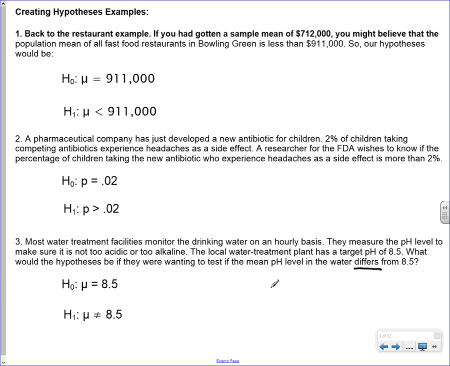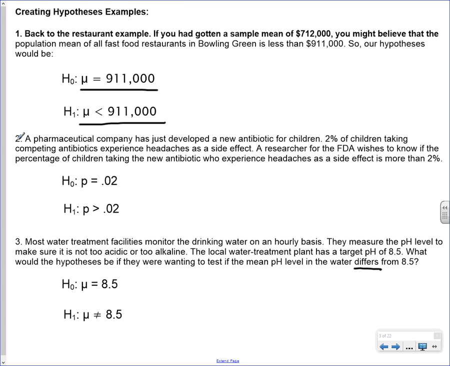Okay, so we do need to have the ability to set these up correctly so that we can put it in our calculator correctly. So looking back at the restaurant example we started with, if you had gotten a sample mean of 712, then that probably would make you think that the true mean is less than 911,000, the number I told you. So we'd say, I told you the mean was 911,000, right? That's our null hypothesis. But you're trying to prove that the true mean is actually less than 911,000, okay? So that's how we would set up these hypotheses.